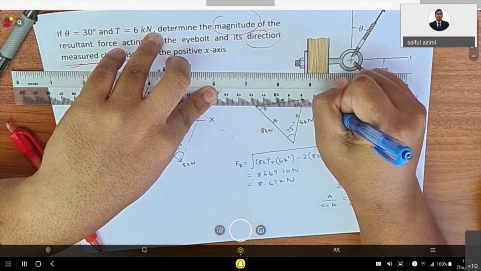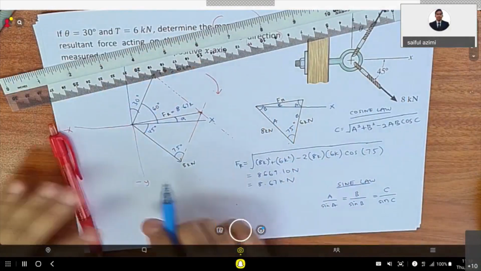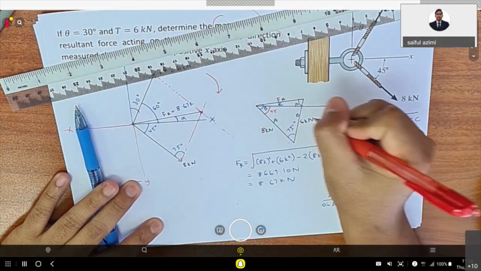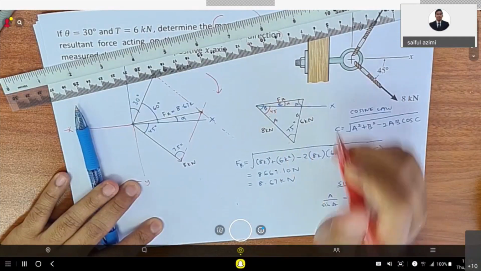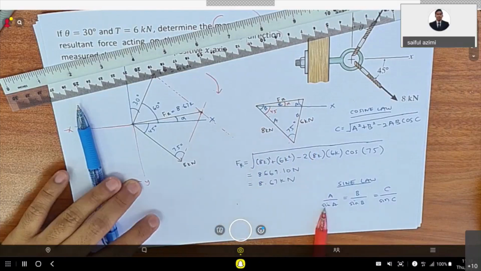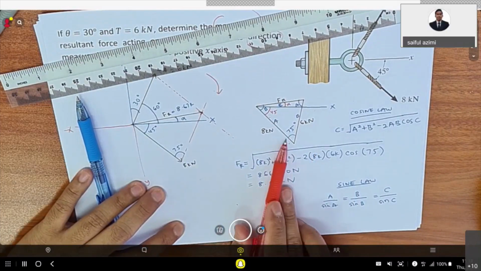Okay, so this is the x-axis. The angle here is 45, but we don't know the angle here, alpha. By using this law, A equals, we take this one.